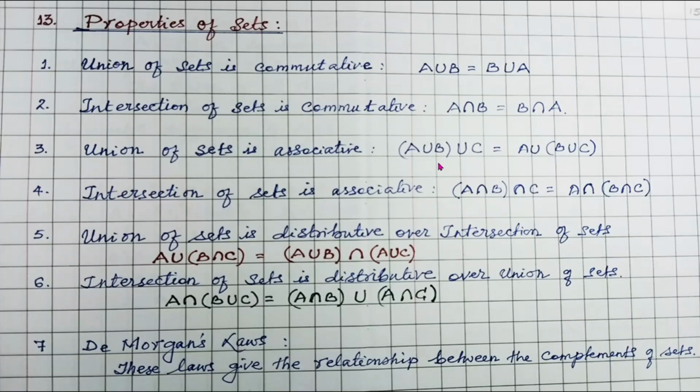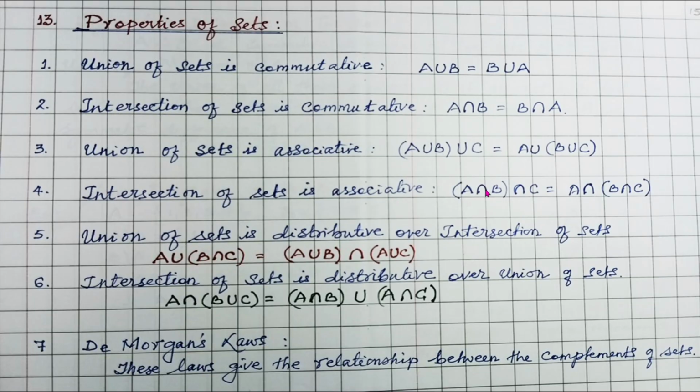Union of sets is associative. That means we can group A union B and then find the union with C, or we can find the union of B and C and then find the union of A with B union C. That means the resulting set is the same. That is, the union of sets is associative.